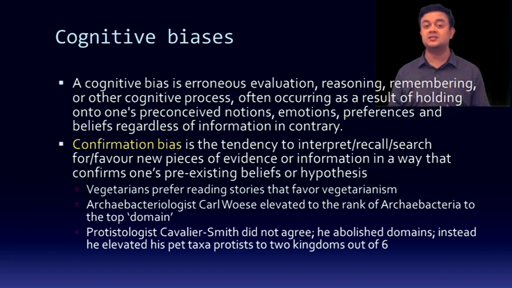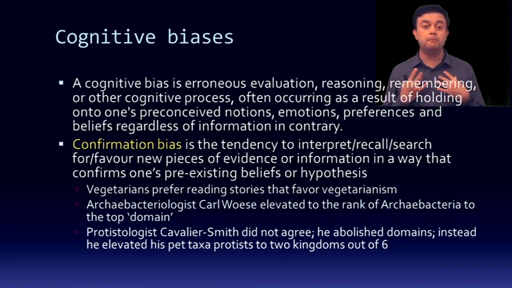Confirmation bias is a tendency to interpret, record, search for or favor new pieces of evidence or information in a way that confirms one's pre-existing beliefs or hypothesis. One simple example is that if you are a vegetarian, chances are high that you are going to read articles that bolster why vegetarianism is good, for example health-wise or good for the world at large, its more ecological, eco-friendly attribute. Or if you're a non-vegetarian, chances are high that you are going to look up stories and articles that confirm your preconceived notion.